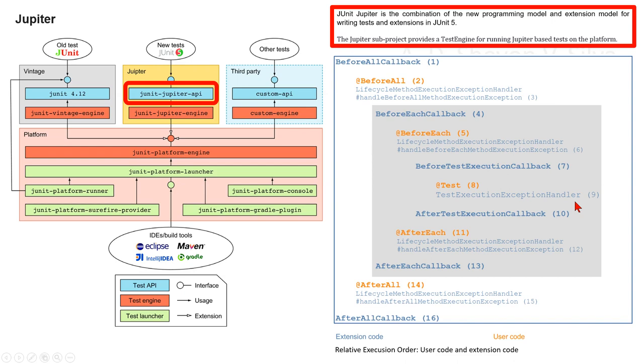Interface TestExecutionExceptionHandler. TestExecutionExceptionHandler defines the API for extensions that wish to handle exceptions thrown during test execution. Interface AfterTestExecutionCallback. AfterTestExecutionCallback defines the API for extensions that wish to provide additional behavior to tests immediately after an individual test has been executed, but before any user-defined teardown methods, for example @AfterEach methods, have been executed for that test.